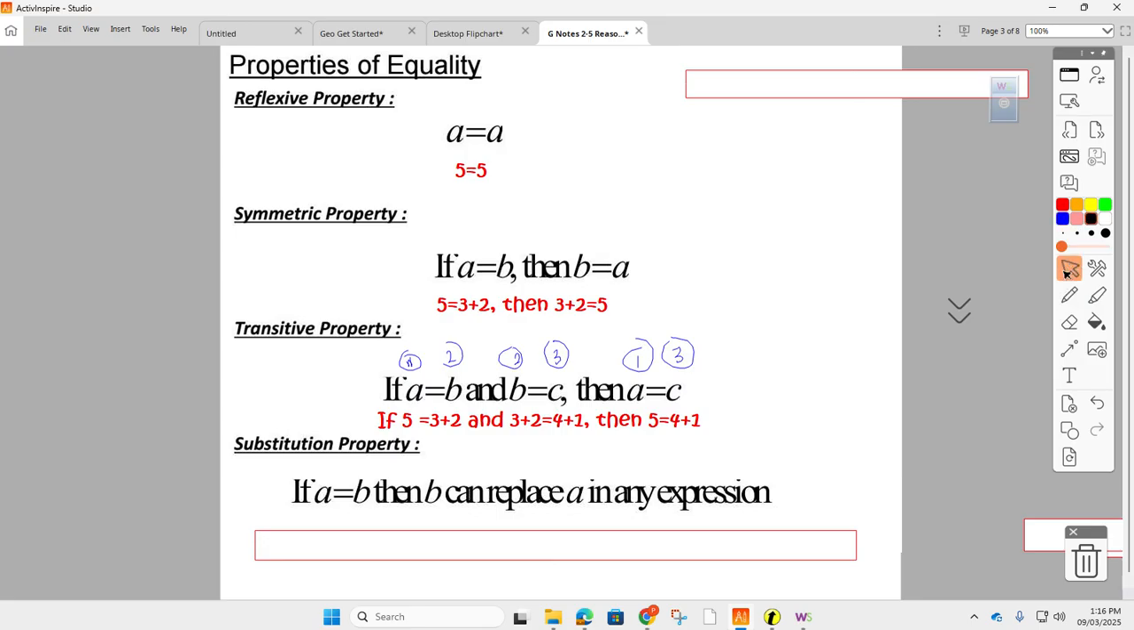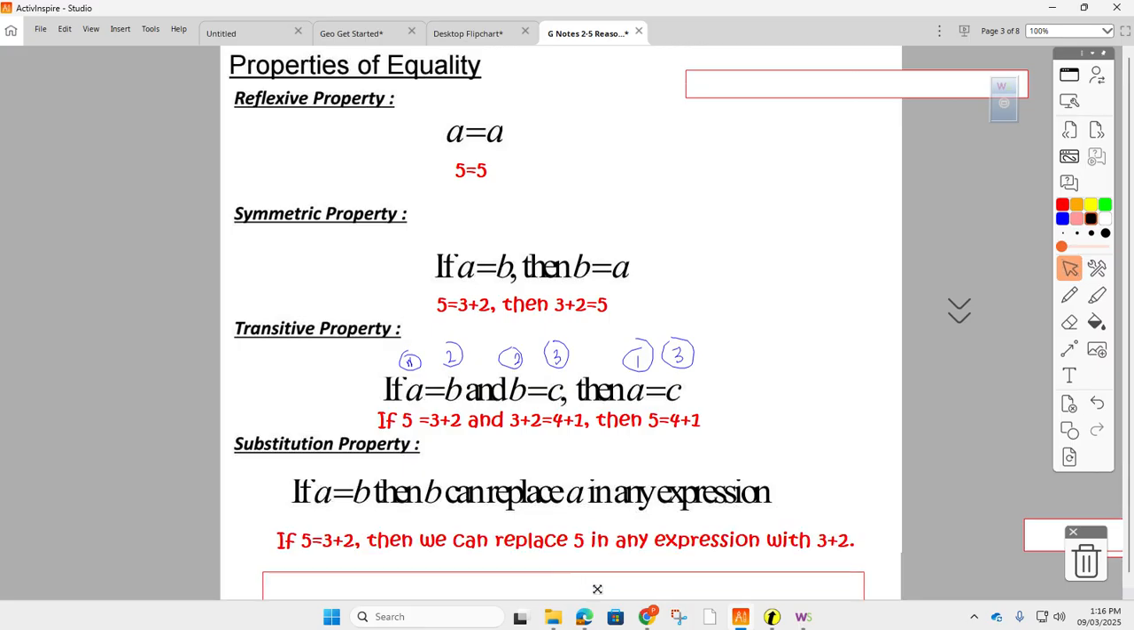Last but not least, probably one of the ones that's used the most is the substitution property. It says if expression A is equal to expression B, then B can replace A in any expression. And so getting back to our 5 and 3 plus 2, what that means is, if 5 equals 3 plus 2, then we can replace 5 in any expression with 3 plus 2, and vice versa. We could replace 3 plus 2 with 5 in any expression, which is what we're much more likely to do.